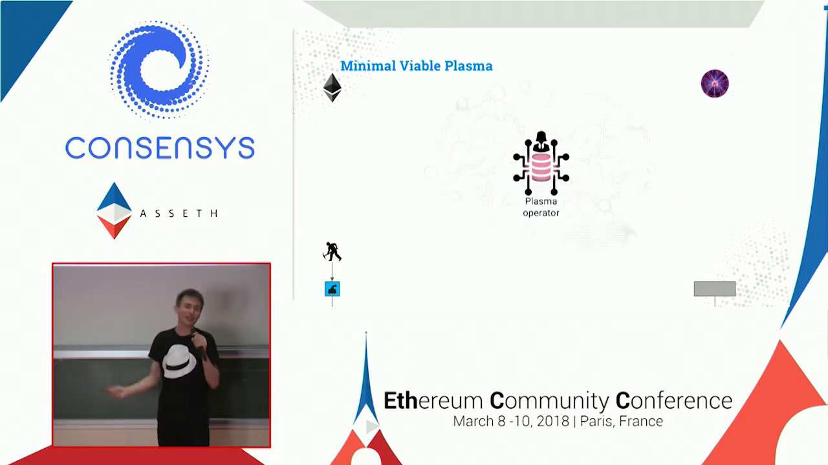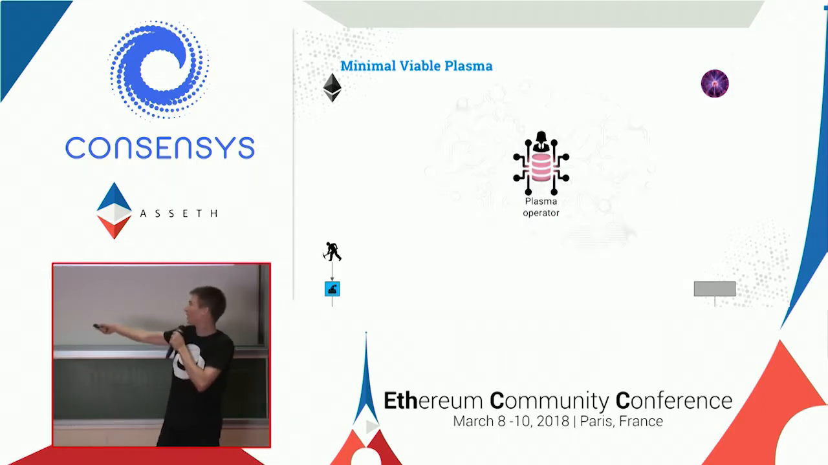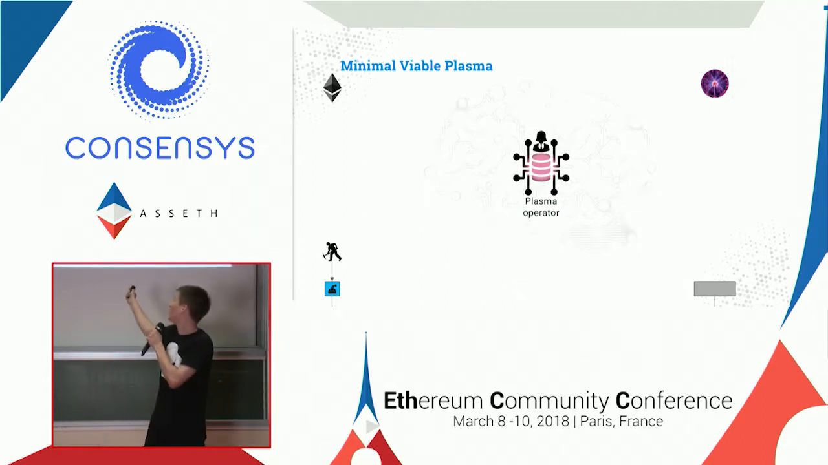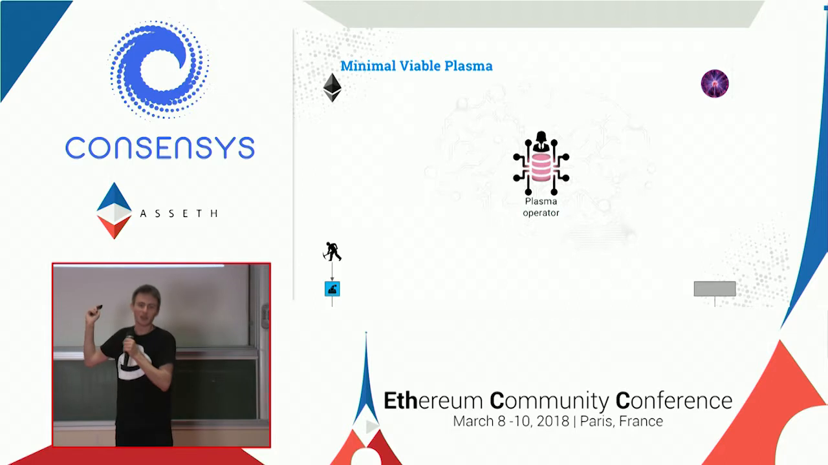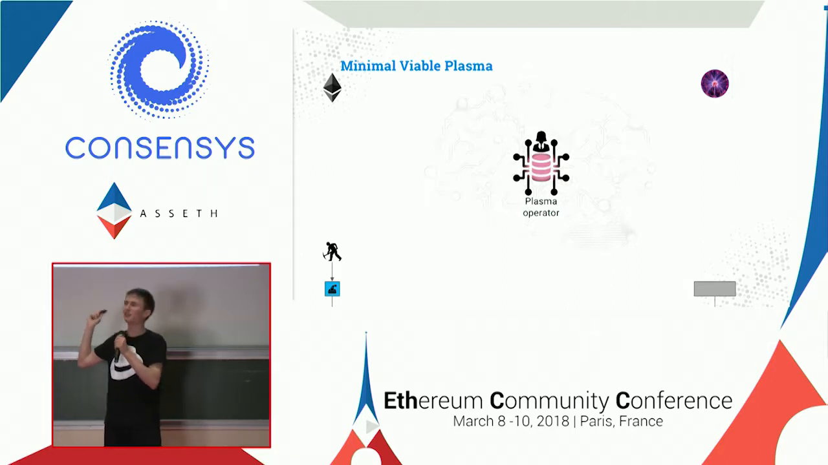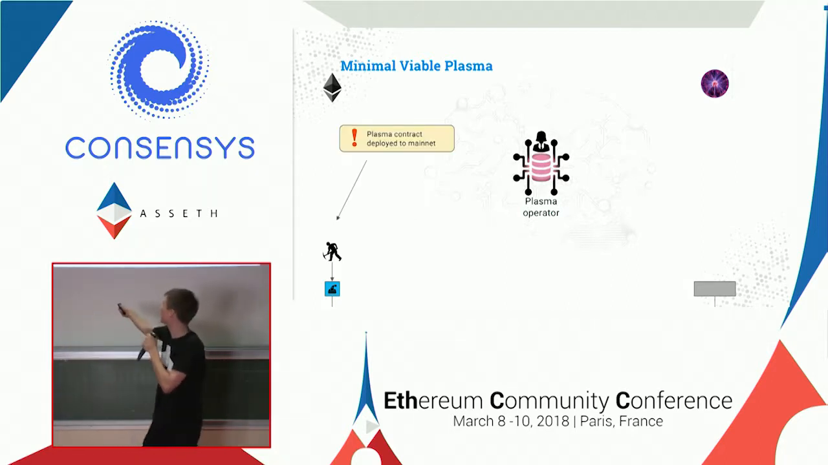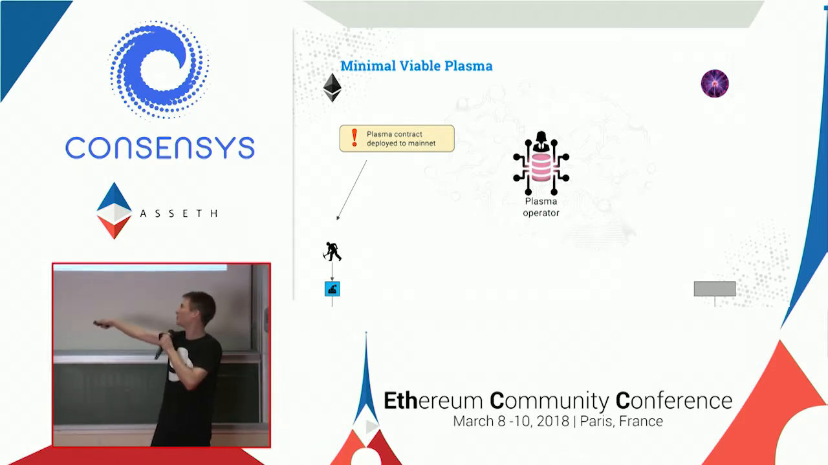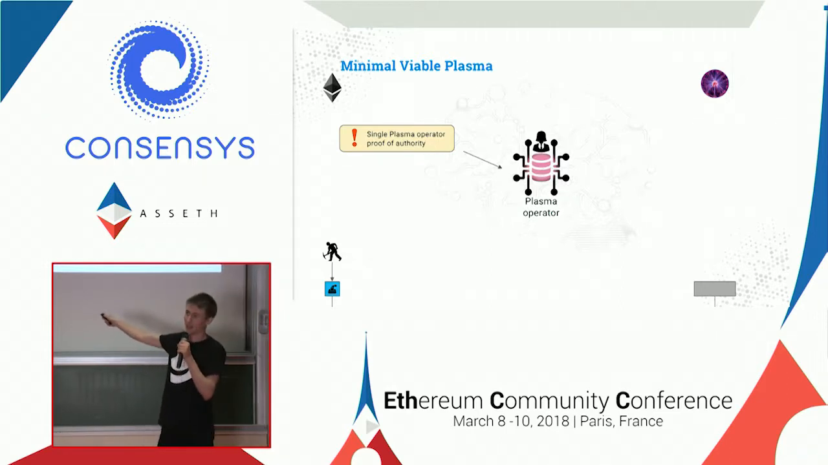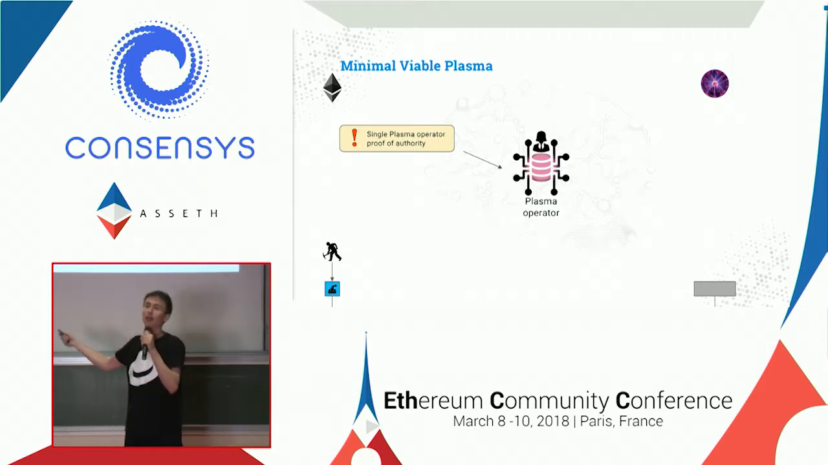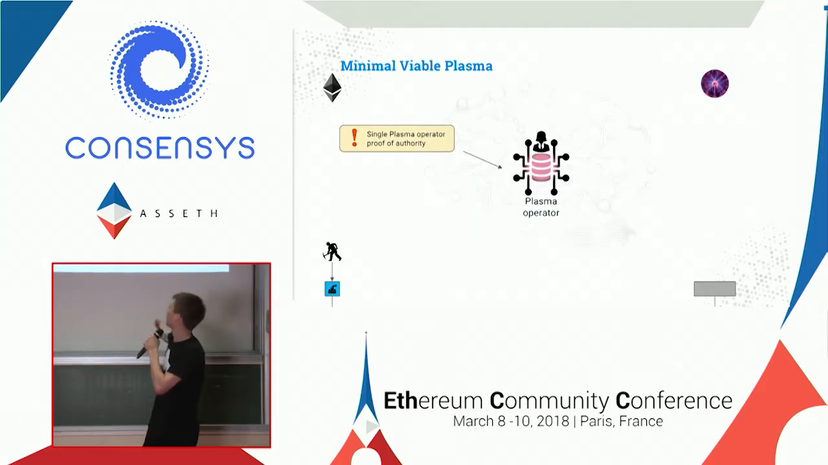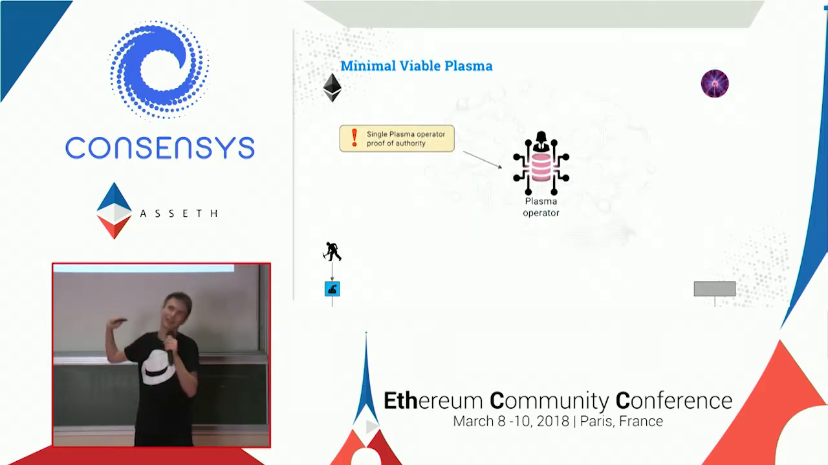So here is an overview of MVP. On the left, we've got the miners. In the middle, we've got the Plasma operator, and on the right, we have the Plasma chain. So the Plasma contract is deployed on the main chain, and that essentially secures the Plasma blocks, and those blocks actually exist in the Plasma operator's database.